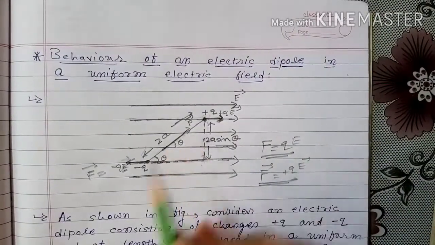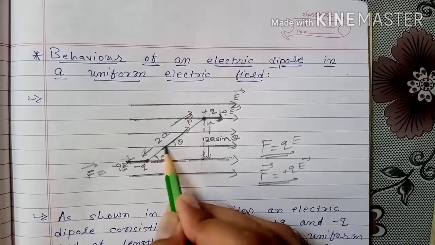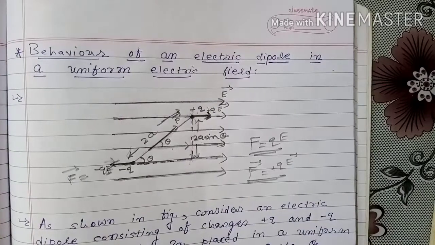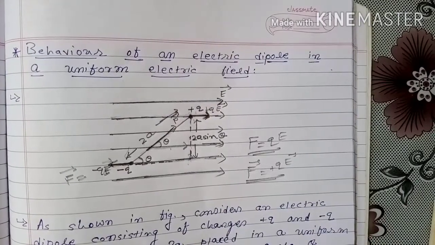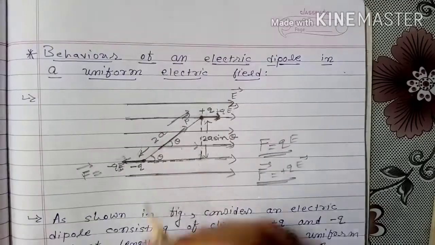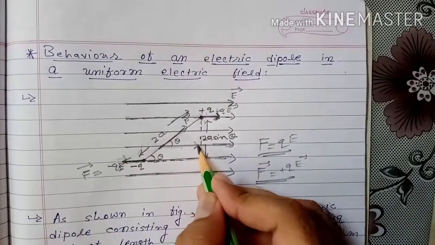Direction of P vector is in this direction. Direction of electric field is in this direction. An angle between them is theta. If we have to find the direction of torque, then using the right-handed screw, we have to consider these two vectors in one plane, P vector and E vector.